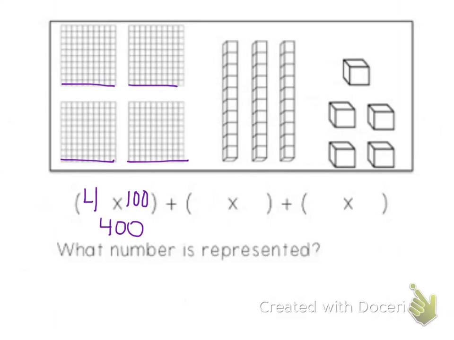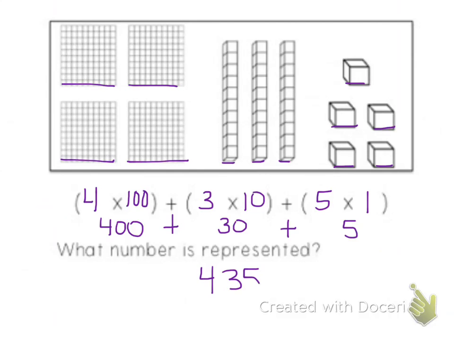Then we have 3 groups of 10, 3 times 10. So 10, 20, 30. And last we have 5 groups of 1. So 1, 2, 3, 4, 5. So if we add those all up, 400 plus 30 plus 5, we get the number 435.